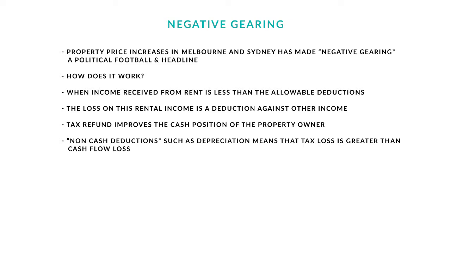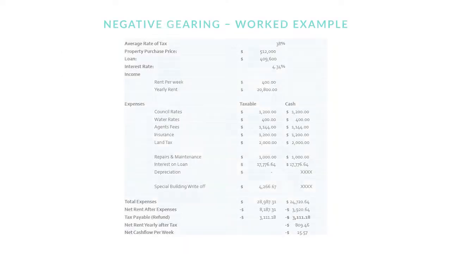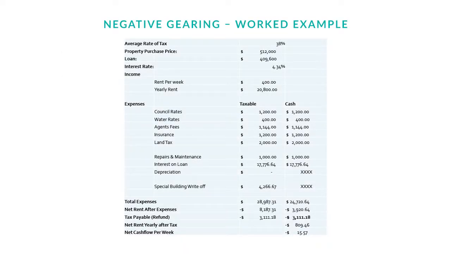When income received from rent is less than the allowable deductions, the loss of the rental income is a deduction against your other income. If you've got tax withheld from a salary or wage work position, this means that you will enjoy a tax refund from the loss that you've earned on the rental property. This improves your cash position, especially when we factor in non-cash deductions such as depreciation, which means that the tax loss is often greater than the cash loss. We've included a worked example here for you.